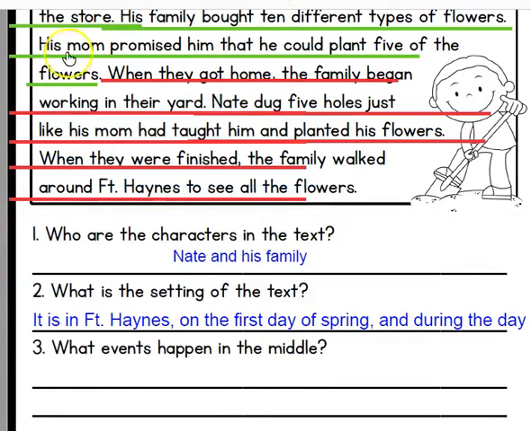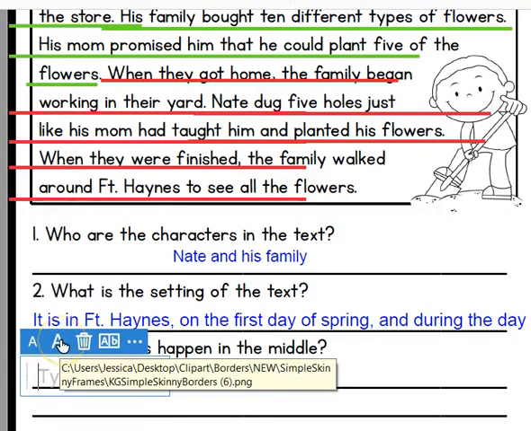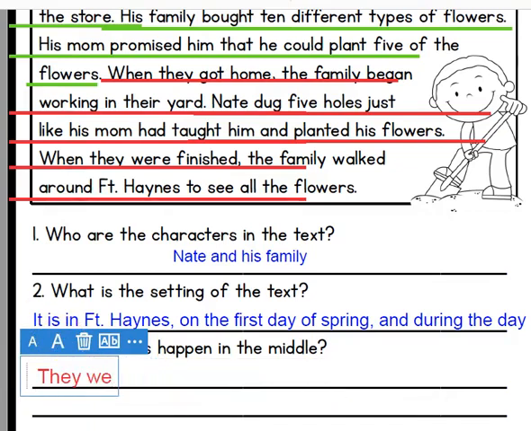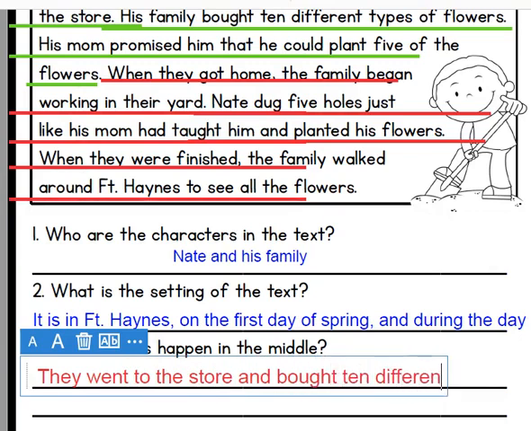They went to the store and bought 10 different types of flowers. I need to do that one more time. Oh, that's too much, isn't it? So they bought 10 different types of flowers. That's what happened in the middle.